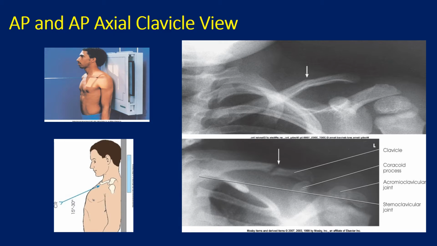When looking at the clavicle, it's important to get an AP and an AP axial clavicle view. Up on the top left, you see the beam directed in the AP view towards the clavicle, and you can see on the right there does not appear to be any fracture. When you do an AP axial view on the bottom left and bottom right, you can see the beam is directed north 15 to 30 degrees, and here you can visualize the fracture.